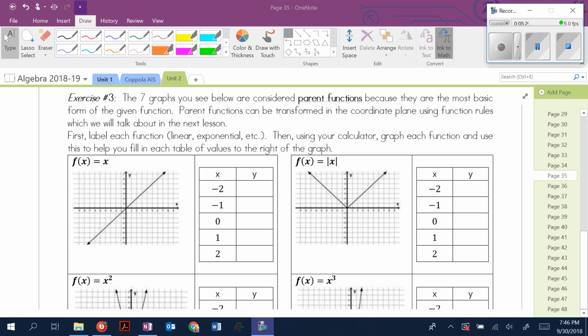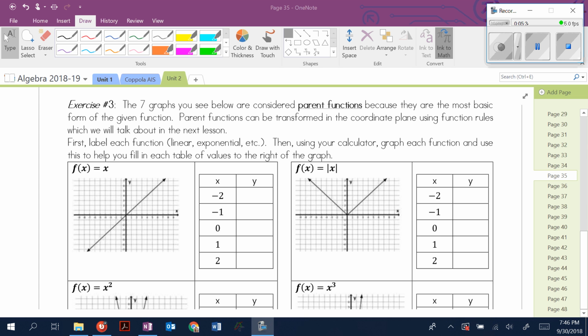Okay, so here we have parent functions, and we have not yet talked about those parent functions. So, what do I want to do first? You know what? Let's go through and label what all of these are, because it says we need to label them. First we need to label them with what they're called, their parent name. And then using our calculator, we're going to graph and then fill in the table of values. I'm going to leave that up to you, and then we'll reconvene at the end of this video. Okay, so first let's label.